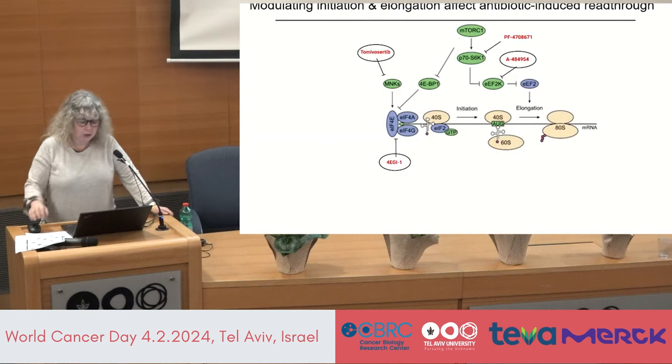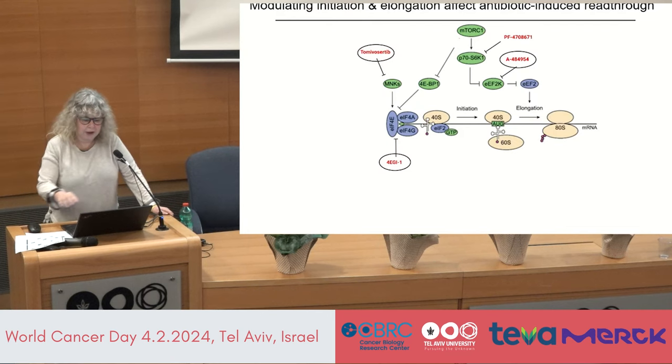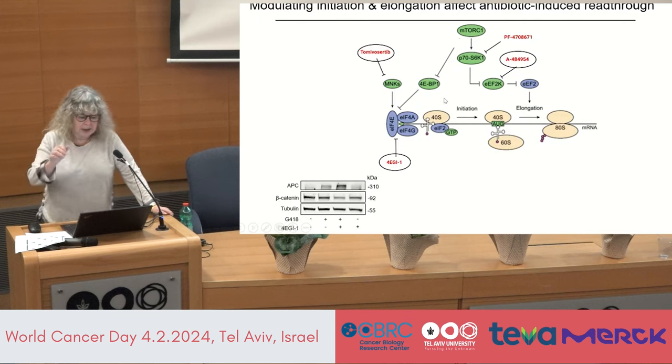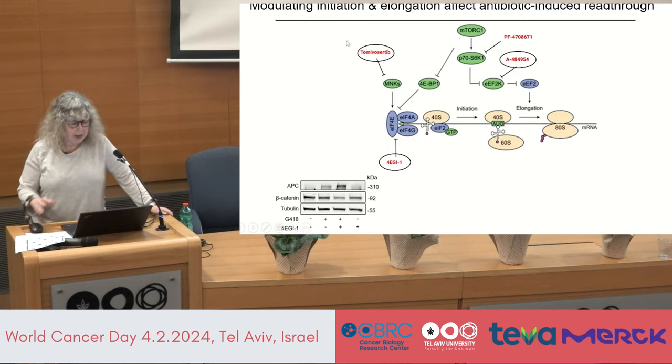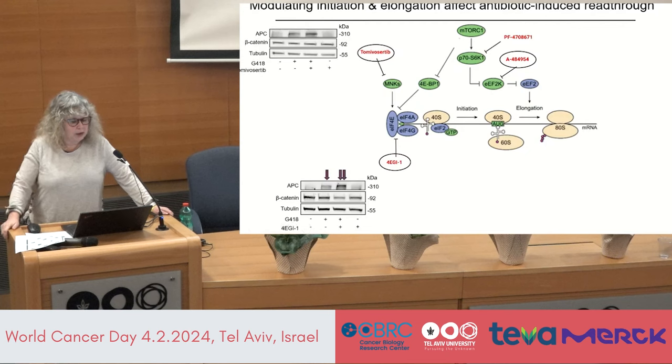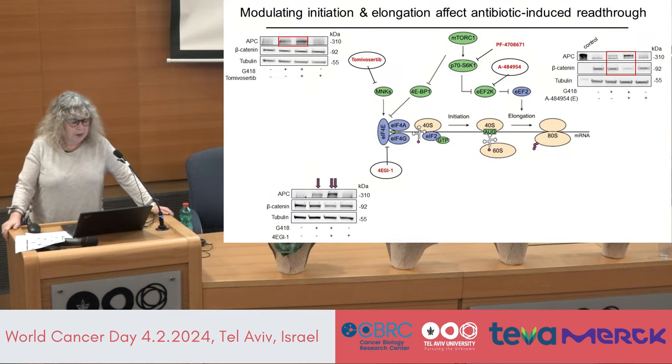So here is an illustration of 2 steps in the protein translation process with the initiation and elongation phases emphasized. They contain many proteins and of course many inhibitors or many compounds that can affect this process. So we tried some of them. Here is an example. We are using 4EGI-1, which is a strong inhibitor of initiation. Again, we're using our colorectal cell lines. If we add antibiotics, we can restore the expression of APC. However, when we add the inhibitor of initiation, we see much higher levels now of APC restoration. We found the same when we used other inhibitors of protein initiation, I'm just showing a couple of them here.